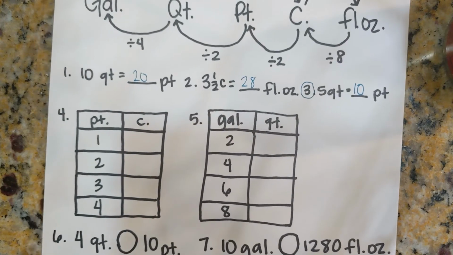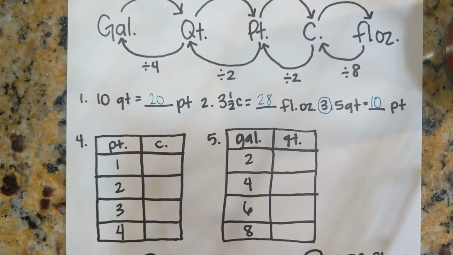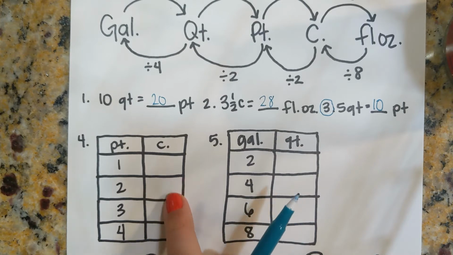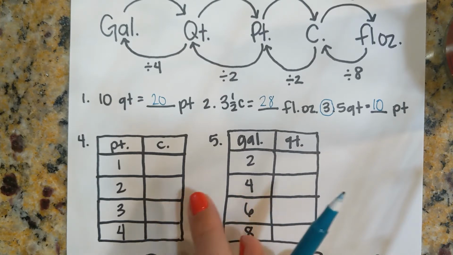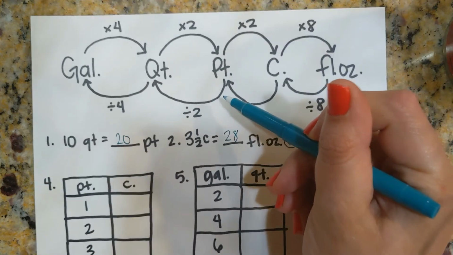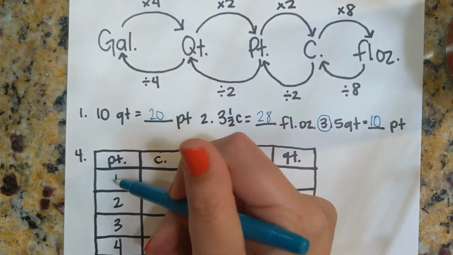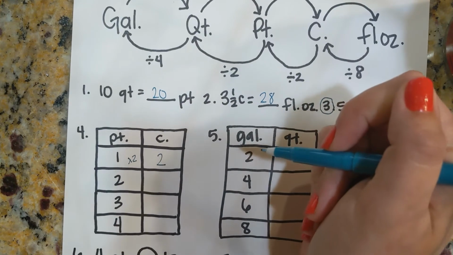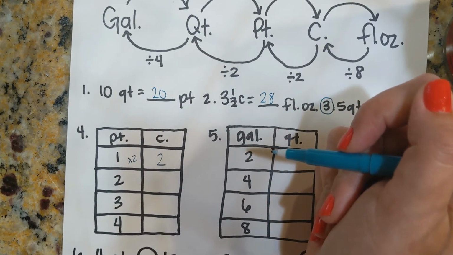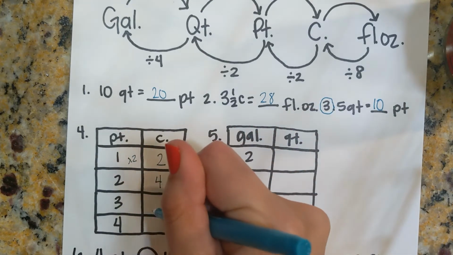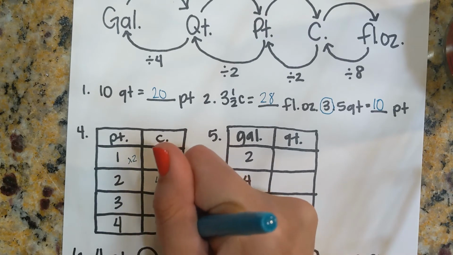For these two, I am just going to do the first one. I think you guys can handle that. And then pause it, and you can go ahead, fill out the rest, and then you can check with me, okay? So if I have pints and I'm going to cups, from pints to cups, I'm multiplying by 2. So 1 times 2 is 2. Okay, go ahead and pause and finish the rest of that. 2 times 2 is 4, 3 times 2 is 6, 4 times 2 is 8.